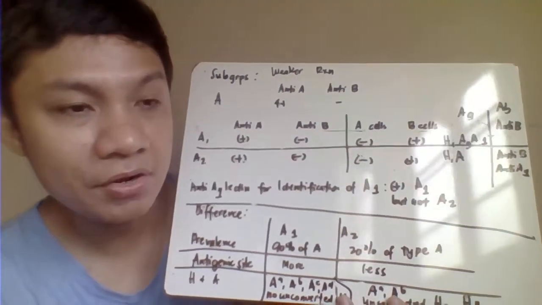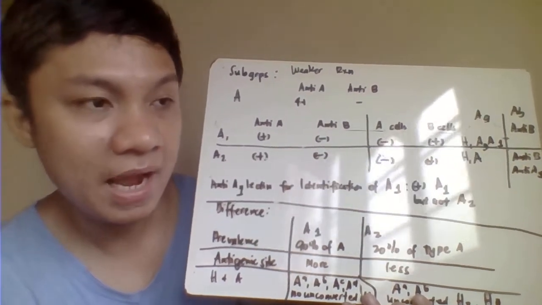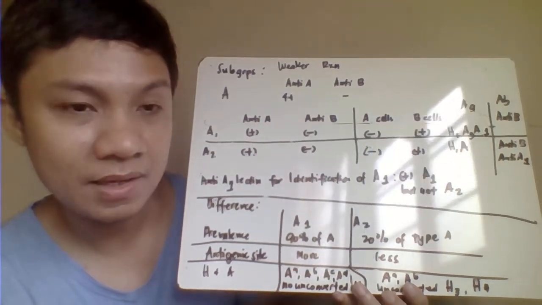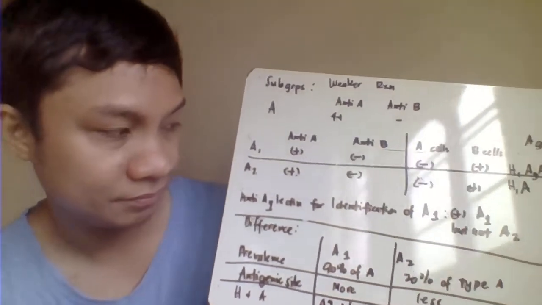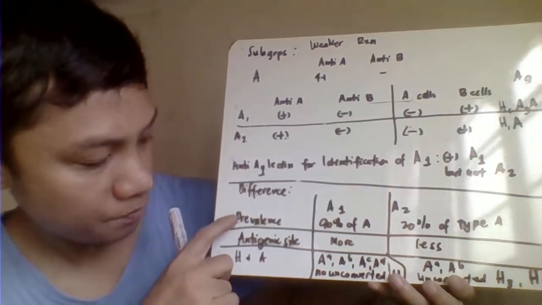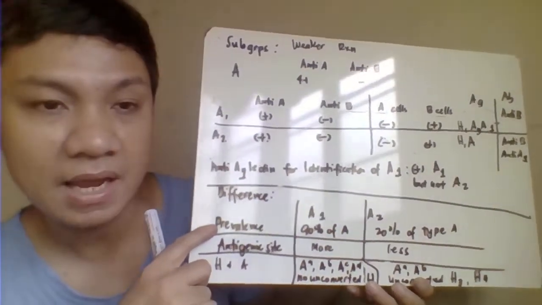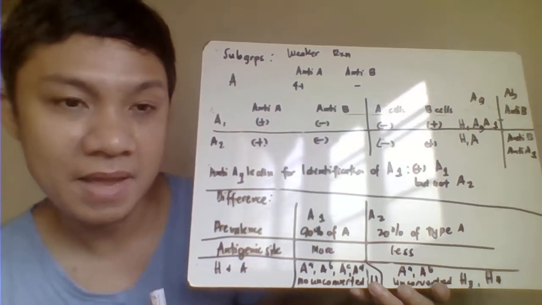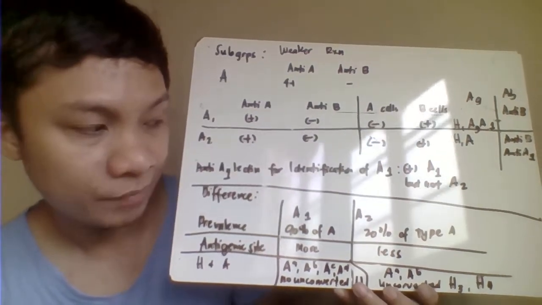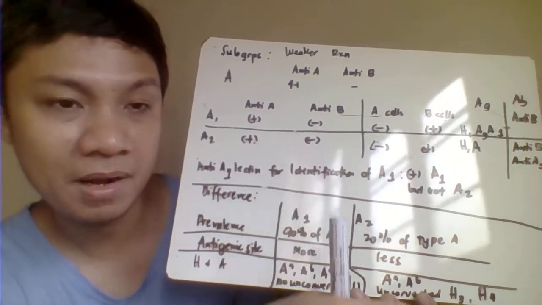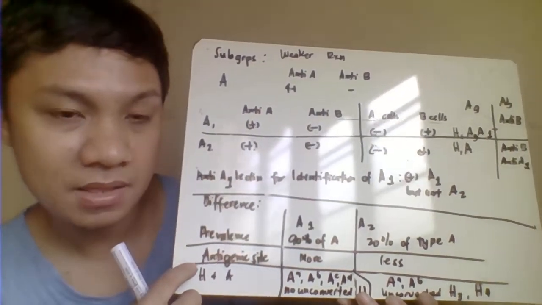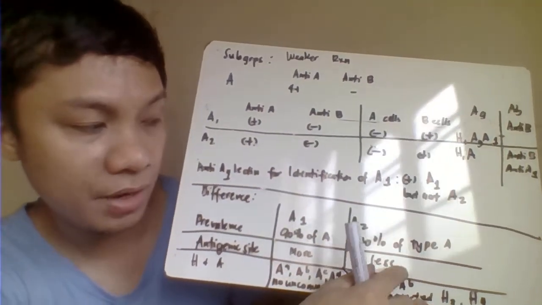For the antibody, your A1 will have here only anti-B antibody. But your A2 has anti-B antibody plus anti-A1 antibody. Okay, then we have here the difference between your A1 and your A2. So, the first one, we have here prevalence. The majority of the type A individuals, almost 90%, are type A1. The remaining percentage of the population are A2. Another one, antigenic site. A1 has many more antigenic sites compared to your A2.